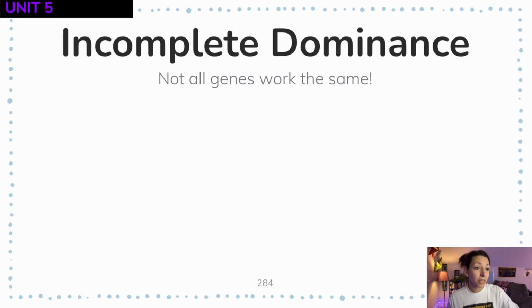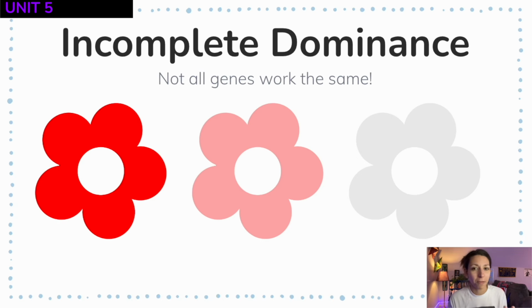We can have things such as incomplete dominance. This is when we have a blending of traits. So there may be 2 different alleles here. For example, the classic one is something like a red flower and a white flower. We'll pretend this is white on the screen. And then if they are crossed or bred, they would generate pink flowers.